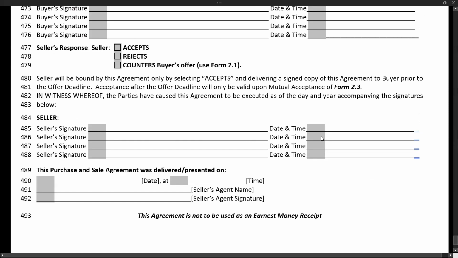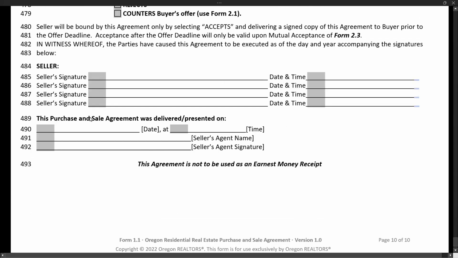Lastly, the seller will sign and date if they're accepting. If they're rejecting, they technically don't need to sign and date the document. If they're countering, they also don't need to sign and date the document. They'll only be bound if they sign the document and check accept, though. So if you do check reject and sign here, that's not a problem. You rejected it. Lastly, the agent will have the ability to show when this offer was delivered or presented. You can say on January 7th at 4 p.m., the agent presented the offer, and sign it. And that's your proof that you presented the offer.